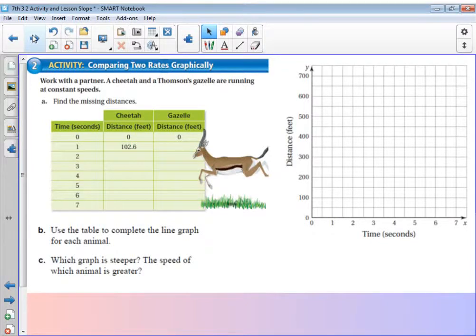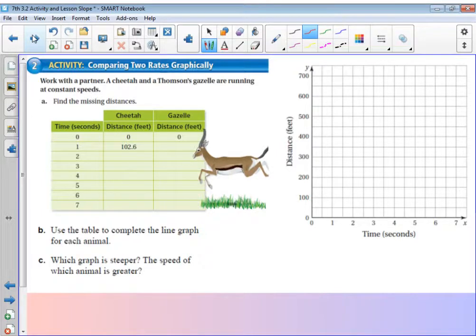We're going to go through and actually create a table and graph this information. So we're not going to graph all of it. We're going to pick a couple and compare the speeds of a couple different animals. So here it says work with a partner, so we'll do this one together. It says a cheetah and a Thompson gazelle are running at a constant speed. Find the missing distances.